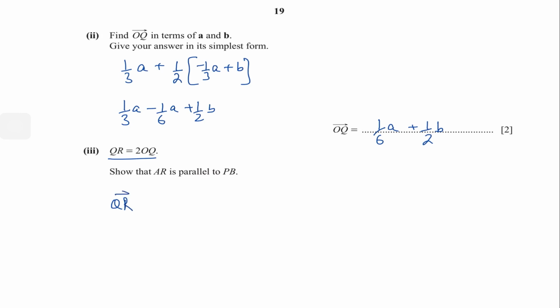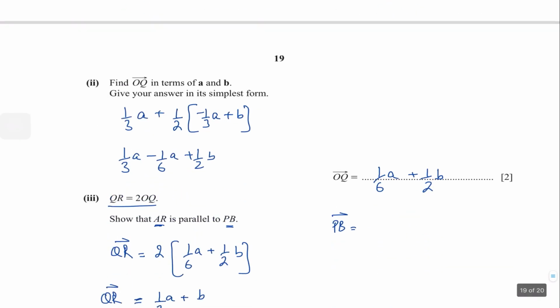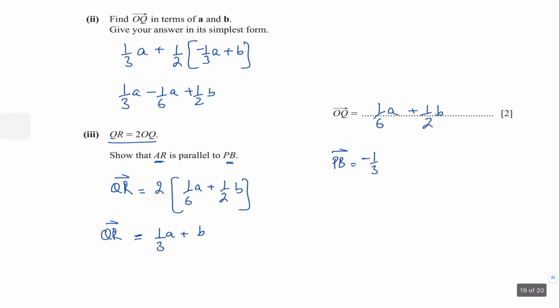In the next part, the question tells us that QR is equal to twice of OQ. So let's figure out what QR is right away. QR is going to be equal to twice of 1/6 of a plus half b. So twice into 1/6 is going to give us 1/3 of a, and half into 2 is going to give us b. So this is what QR is equal to. And we have to show that AR is parallel to PB. So we already have what PB is equal to. Okay, so let's just write that here again. So PB is equal to minus 1/3 of a plus b.